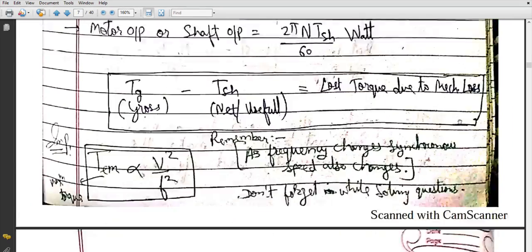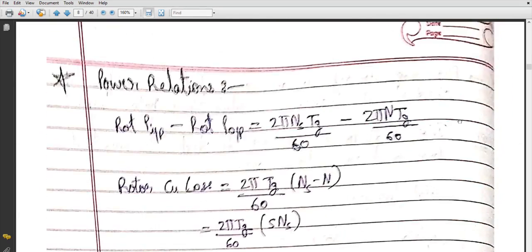There are a few more expressions. After this, you can say that the rotor power input minus the rotor power output is nothing but 2 pi Ns Tg divided by 60 minus 2 pi N Tg divided by 60.